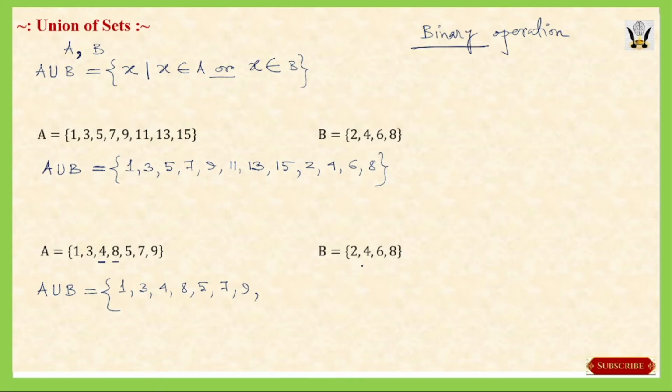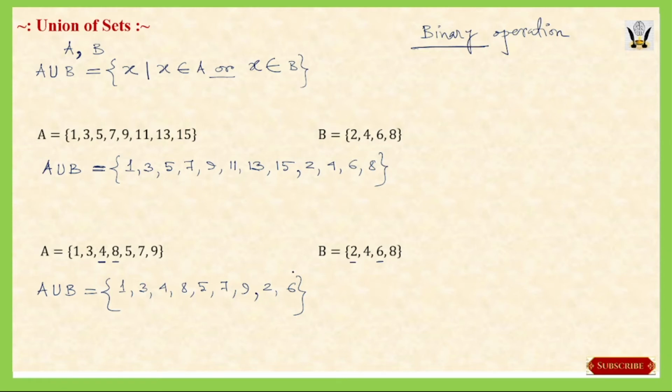of the elements we will consider now from the second set. So the rest of the elements from set B will be 2 and 6 only. So we will consider 2 and 6 only, and this will be our new set, which is the union operation between A and B. I hope this union operation is clear to you.